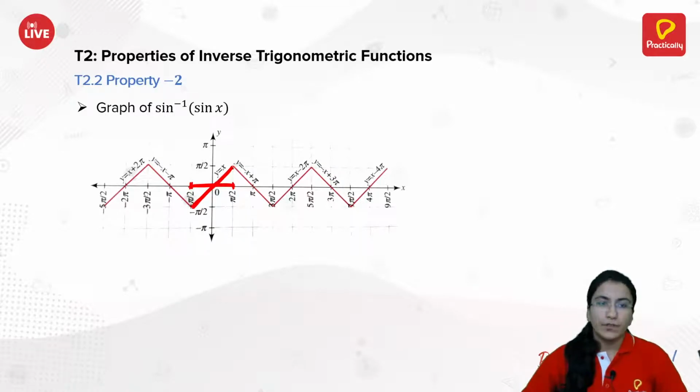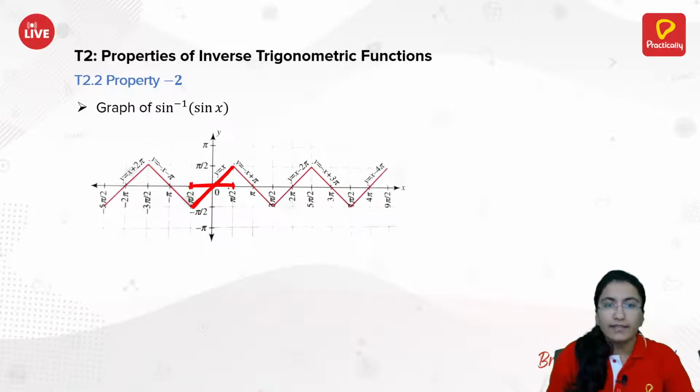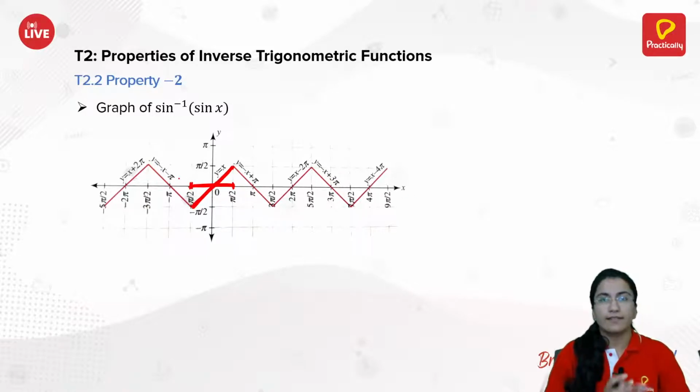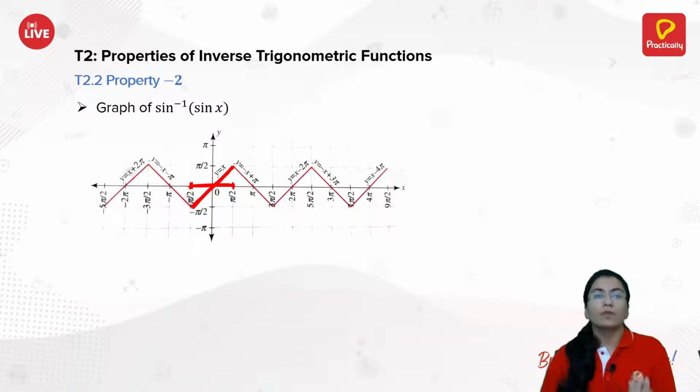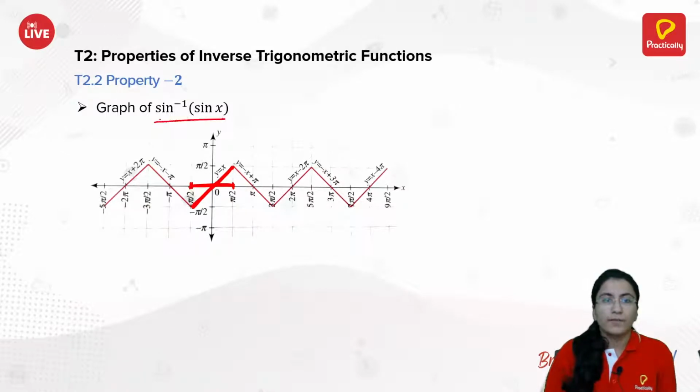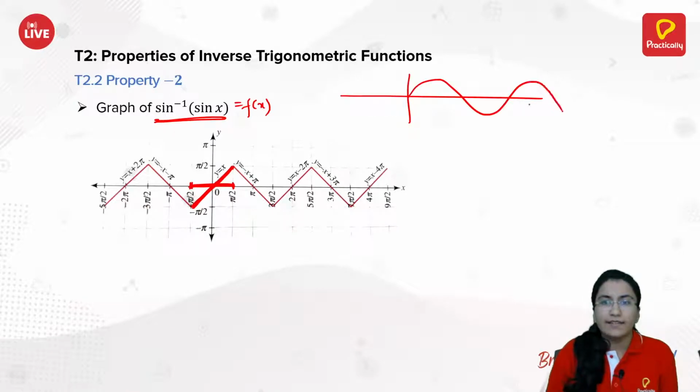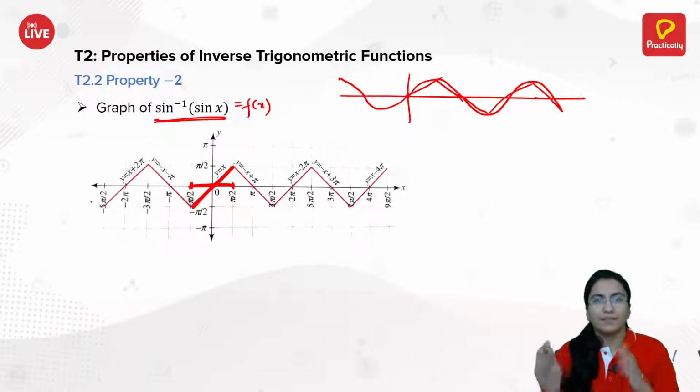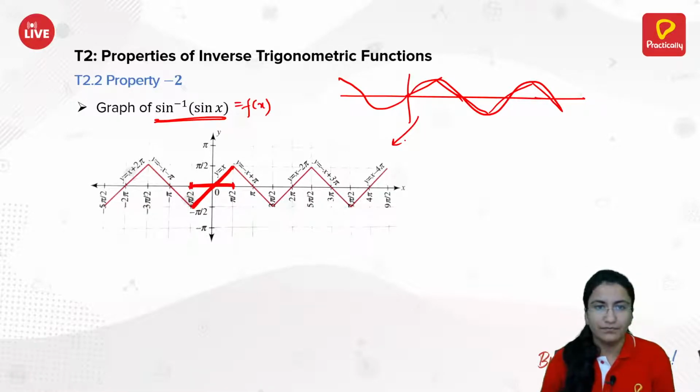But for other values, if you supply values either greater than pi by 2 or lesser than minus pi by 2, then what value will you have for this function? Let's see. Its graph is basically something like waves. You can remember it like this: sine x has some graph, and if you just sharpen this graph, you will have the graph of sine inverse of sine x. You can remember this graph very easily.